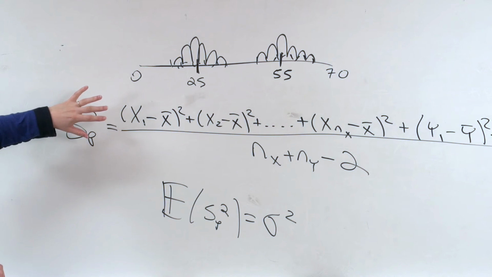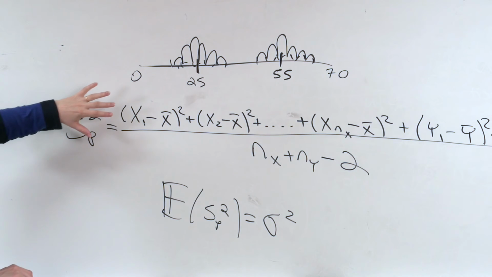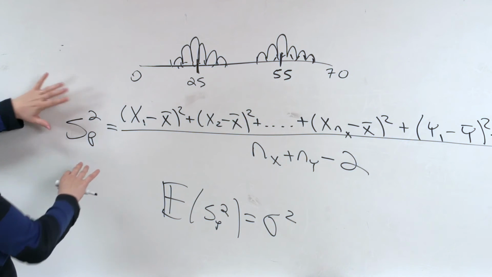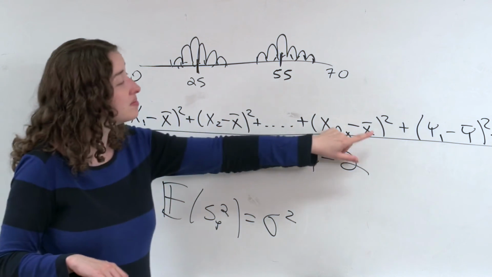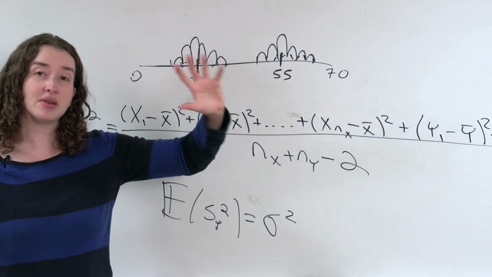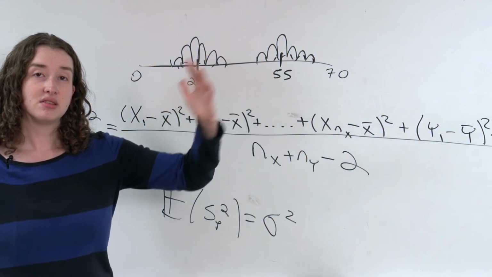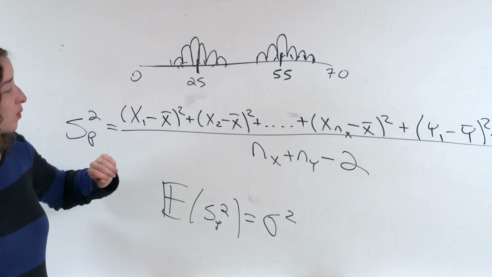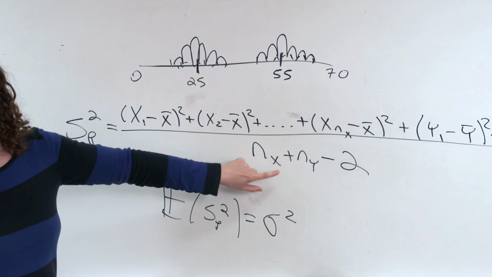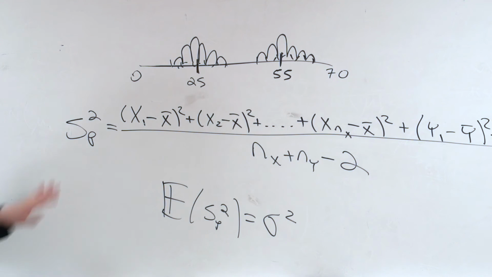If I want this entire quantity to be bigger in order to reflect that I don't even know the means, I don't know what values I'm interested in differences from, if I want this entire thing to be bigger, one way to do that is to make the denominator smaller. And that's what that minus 2 does. This quantity here is called the pooled sample variance, and we use it for the pooled t-test.